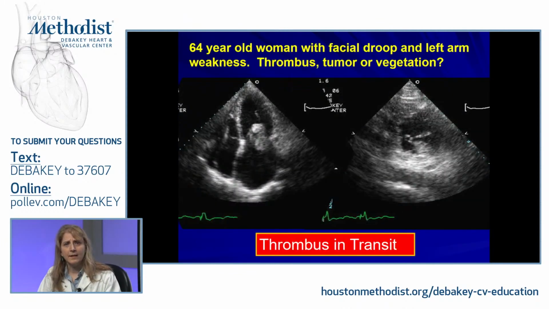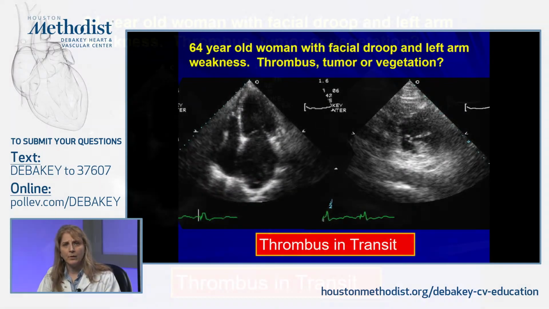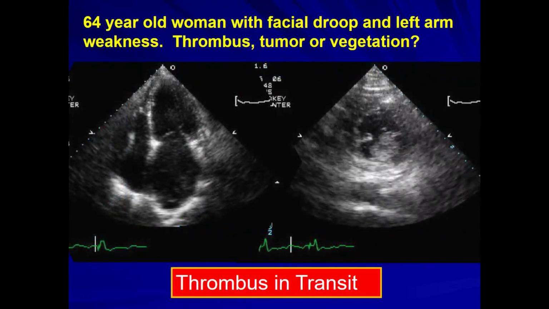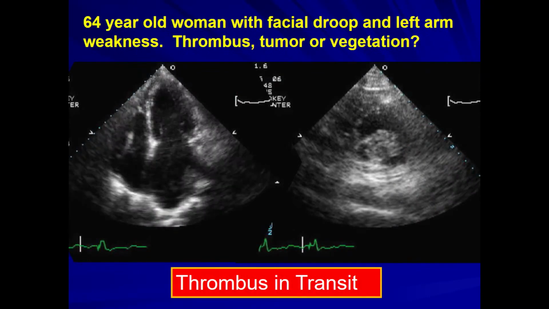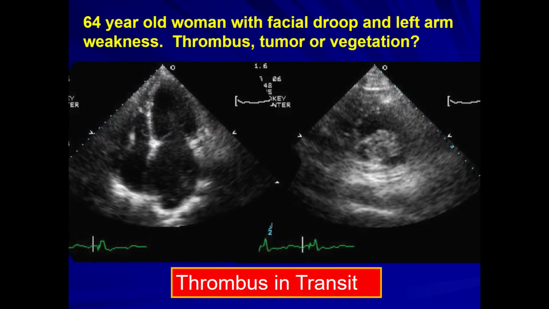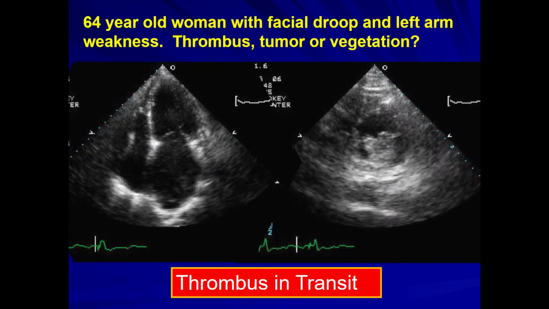So this is a lady who presented with a facial droop and left arm weakness. And you can see that there's a mass in there, in the left atrium, and it's moving around, and it's threatening to get across the mitral valve. Because she had already had a stroke, it was decided to go in and take out this mass.